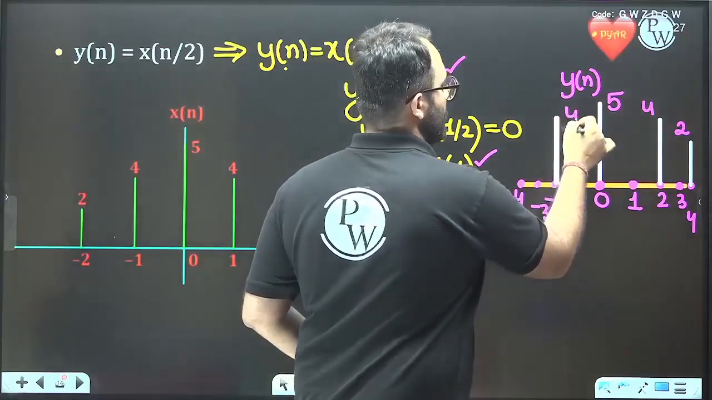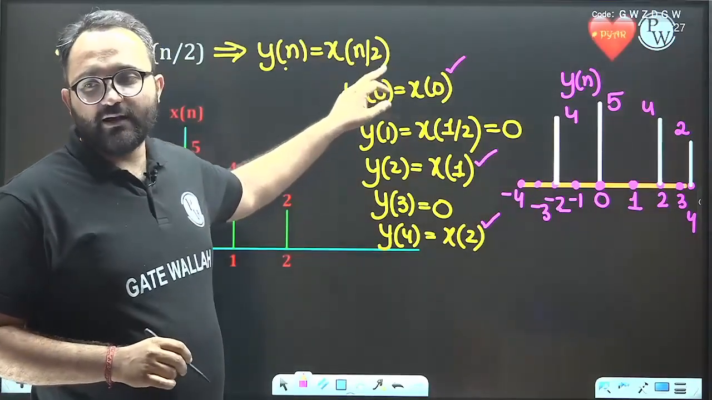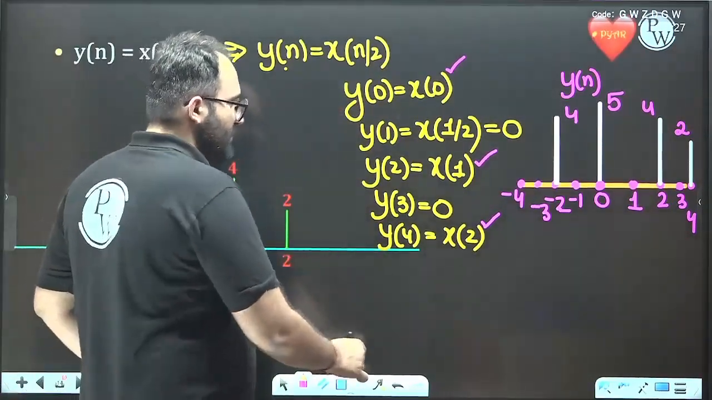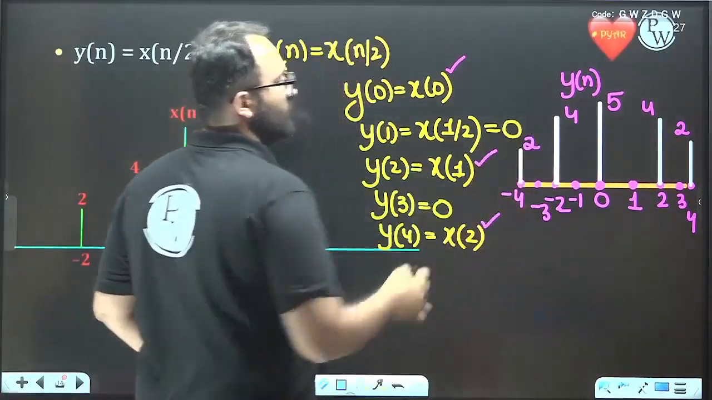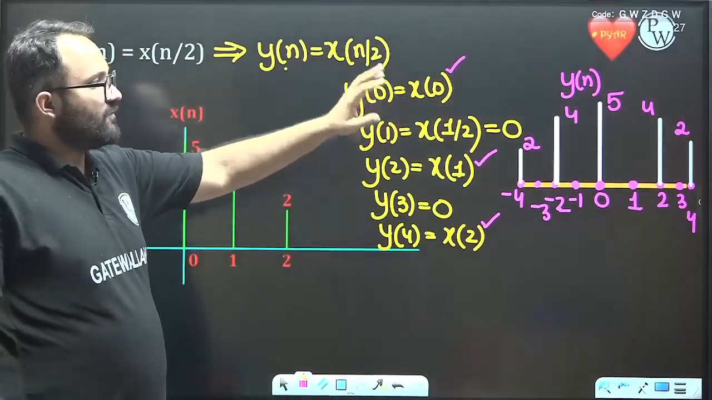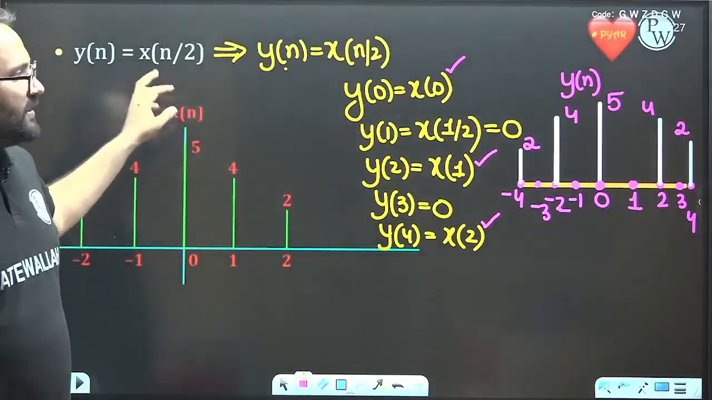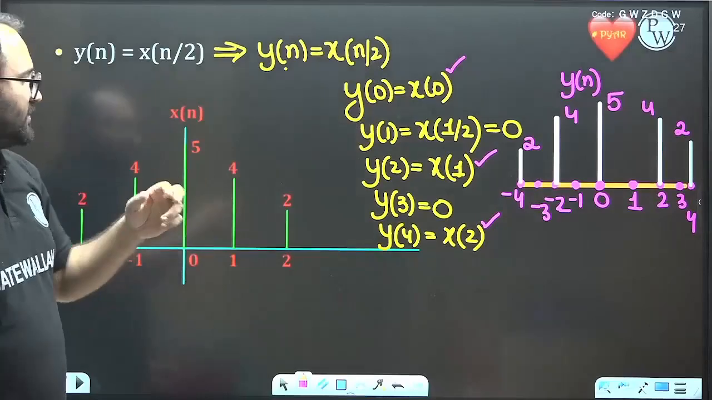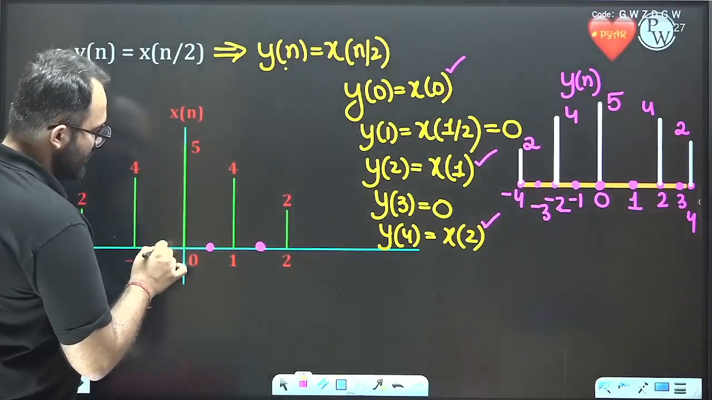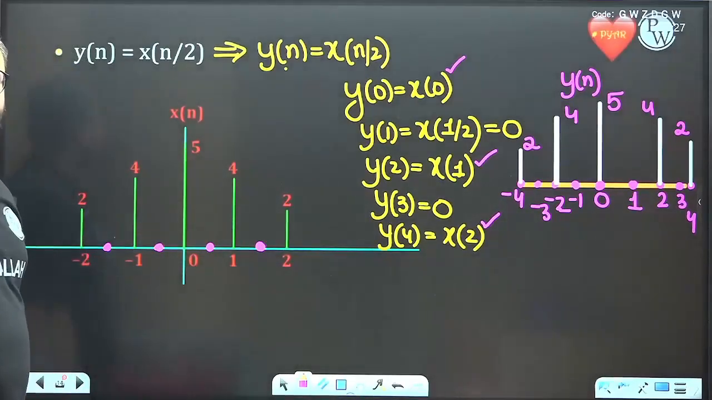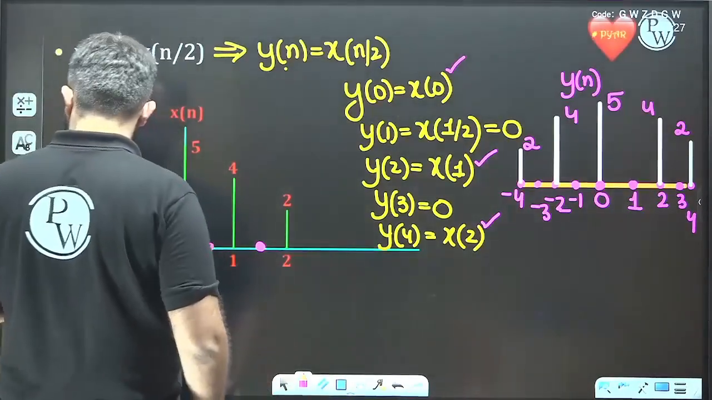Okay, that is again 4. y of -3 will be 0, because y of -3 will be x of -3 by 2, that is again 0. And y of -4 will be equal to x of -2, that is 2. So if we look at the yn figure, we can see that it is exactly similar to the xn figure. It has all the samples, only we are adding 1 zero between the two samples.